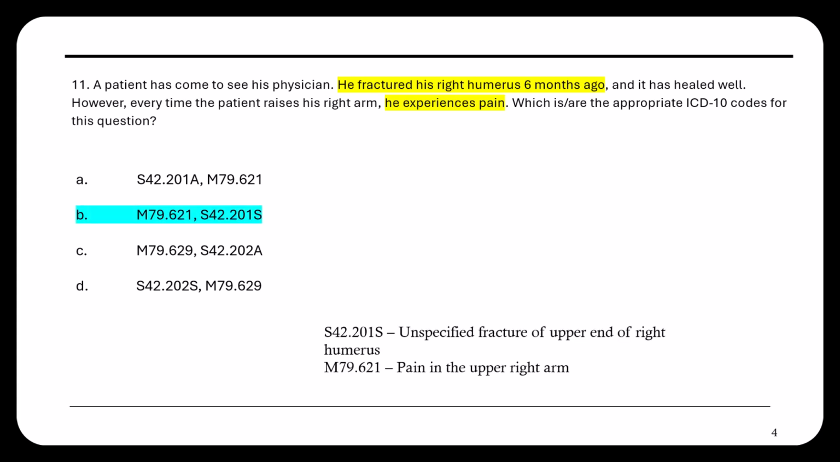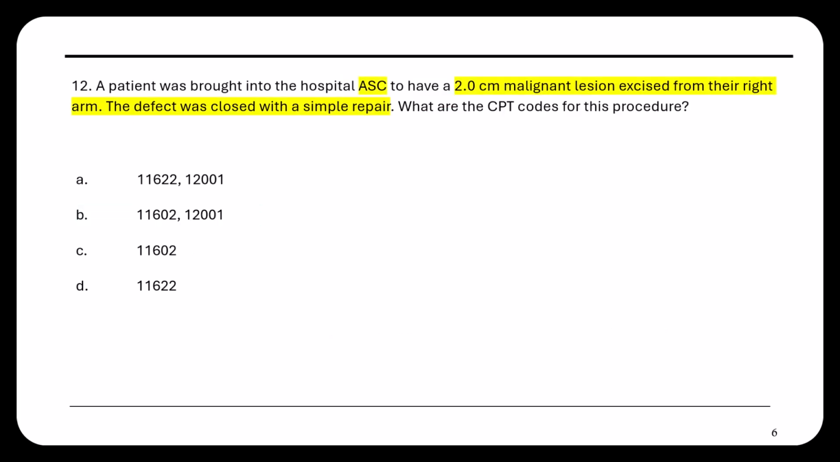Unspecified fracture of the upper end of the right humerus, and he has pain in his upper right arm. So I hope you see how we did that. We looked at the seventh character because there were only two characters. If we could distinguish which one we needed, that cuts down on different answers we have to look at. And since he's here because of the pain and not because of the old fracture that didn't break again, the M code comes first. So let's continue on. Whoops, I jumped ahead, but that's okay.